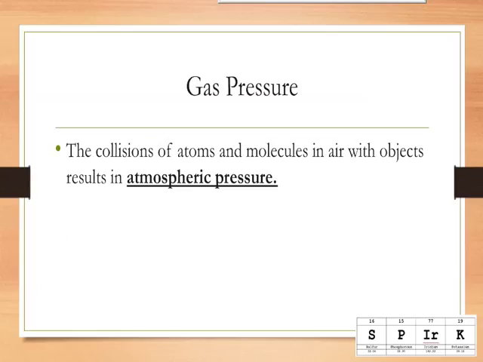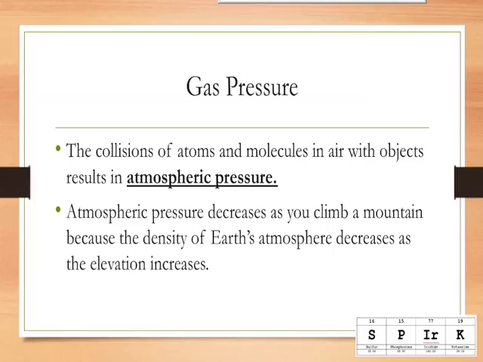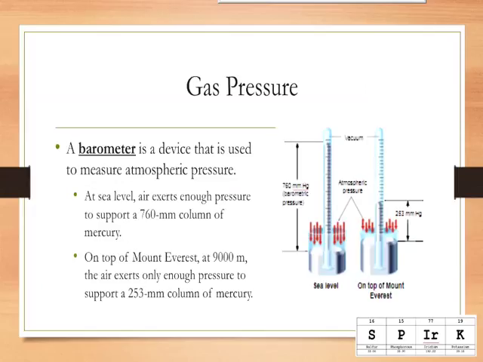The collisions of atoms and molecules in air with objects result in atmospheric pressure. Atmospheric pressure decreases as you climb a mountain because the density of Earth's atmosphere decreases as the elevation increases. A barometer is a device that is used to measure atmospheric pressure. At sea level, the device on the left, air exerts enough pressure to support 760 millimeters of mercury. On the top of Mount Everest, the diagram on the right, at 9,000 meters, the air exerts only enough pressure to support a 253 millimeter column of mercury.